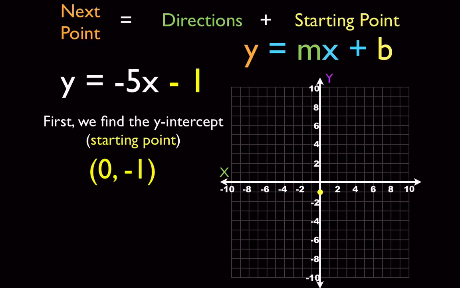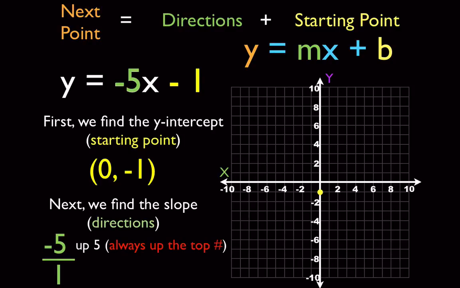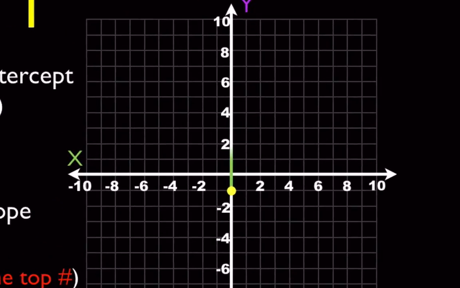Now I'm going to follow my directions, my slope, the number that's in front of x, -5. In order to do directions, I need a rise and a run, so I need to have it as a fraction. The way I write that is -5 on top and 1 on the bottom. Any whole number, you can put a 1 on the bottom. My rule of thumb when I graph is to always go up the top number, negative or positive. So I'm going to go up 5. That takes me to 4.